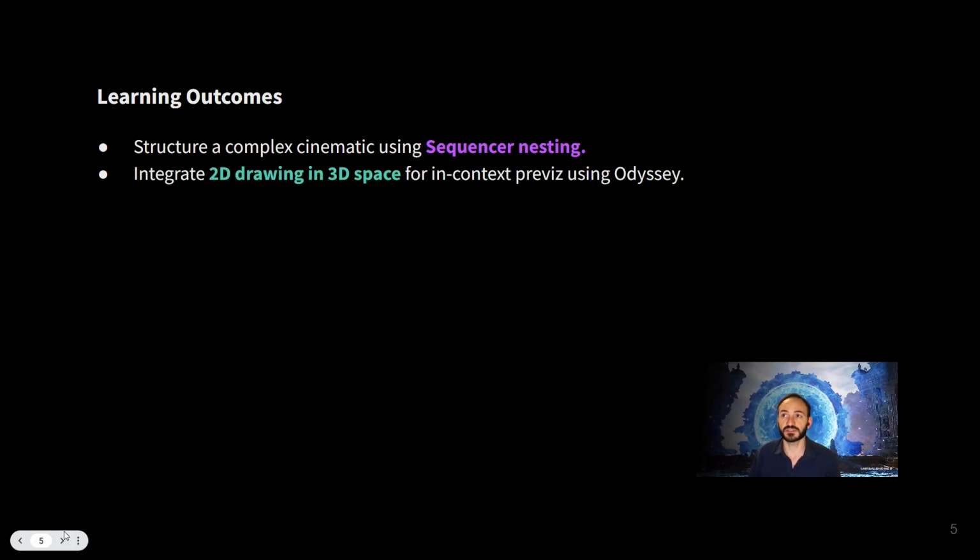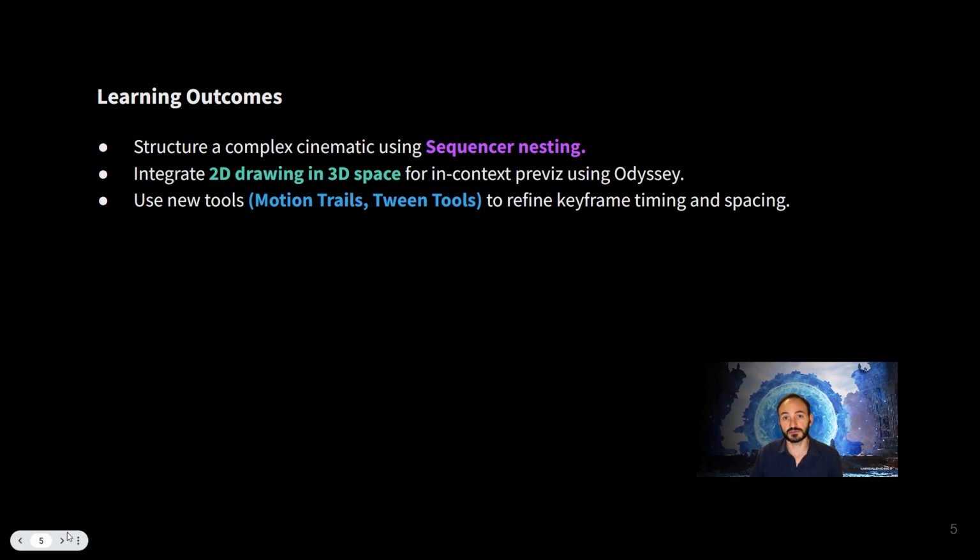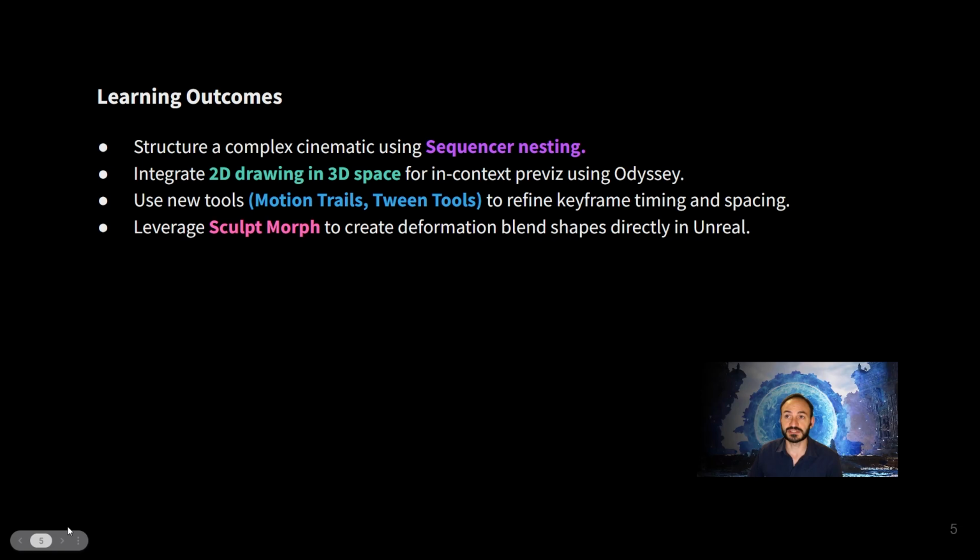And here are the learning outcomes for this tutorial video. By the end of this lecture, you should be able to structure a complex cinematic using the sequencer nesting tools, integrate 2D drawing in 3D space for in-context previews using Odyssey. You will be able to use the new tools like the motion trace and the tween tools to refine keyframe timing and spacing. You will be able to leverage Sculpt Morph to create deformation blend shapes directly in Unreal Engine.